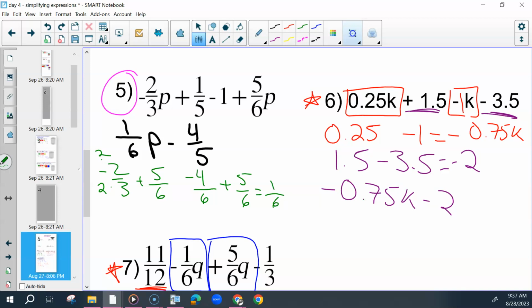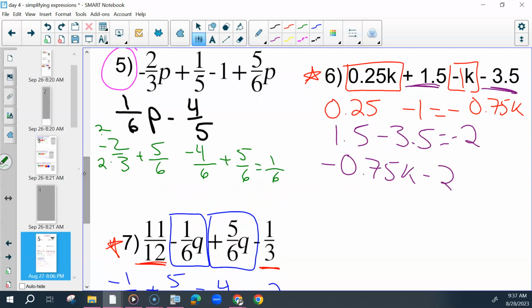And then for the 1/5 minus 1, all whole numbers are already over 1. You can rewrite it as a fraction. There's an invisible 1 under every single number that you know. And then if we want these denominators to be the same, we're going to multiply this by 5 and this by 5, so that the denominators are the same. And then subtract across. 1 minus 5 will give us negative 4. 5 is the same.